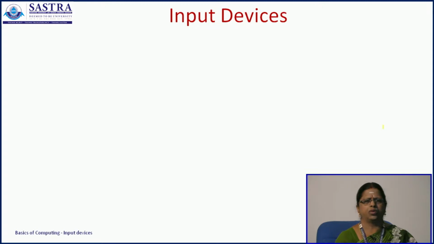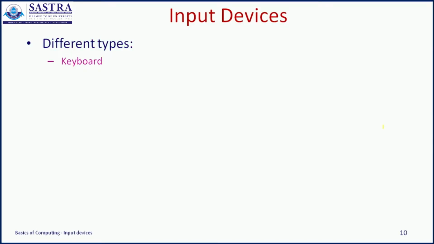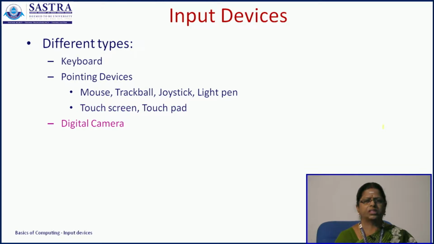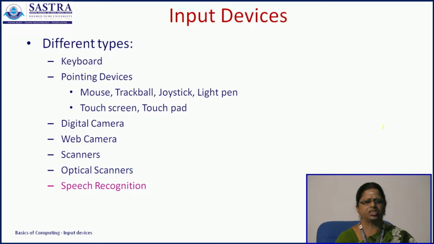Having seen these input devices and their types, let us pass on to the different types of input devices. We will see keyboard, the pointing devices such as mouse, trackball, joystick, light pen, touchscreen and touchpad. We will also see the digital camera, the web camera, the scanners, the optical scanners, the speech recognition devices, the voice recognition devices and other types of input devices.